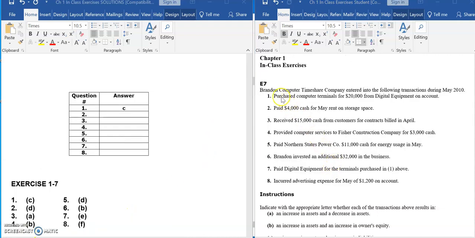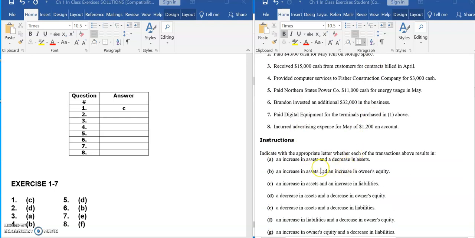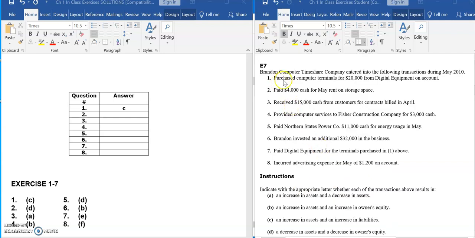Okay, moving on, let's try another exercise. Here, Brandon Computer Timeshare Company entered into the following transactions during the month of May 2010. What we're going to be doing is matching these transactions to the appropriate description as to whether there's an increase in assets, decrease in assets, and so forth. So, purchasing computer terminals for $20,000 from a supplier, digital equipment, and those were purchased on account.